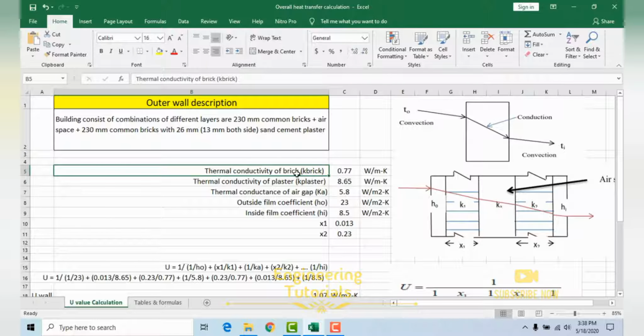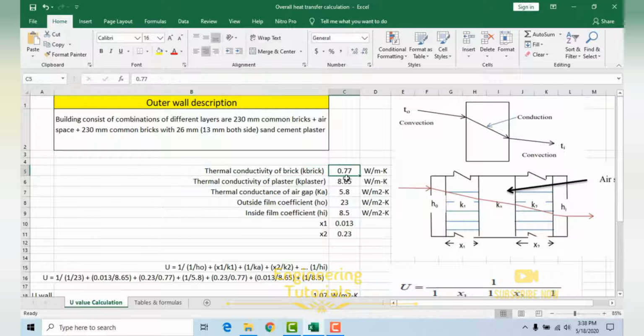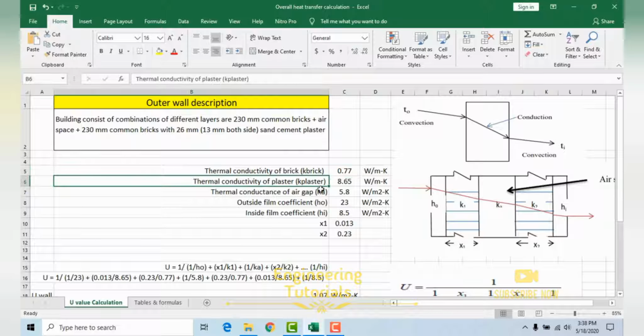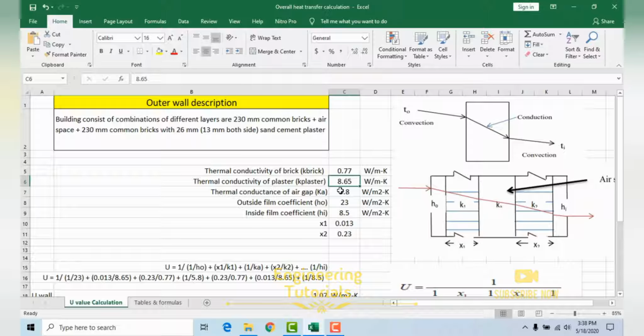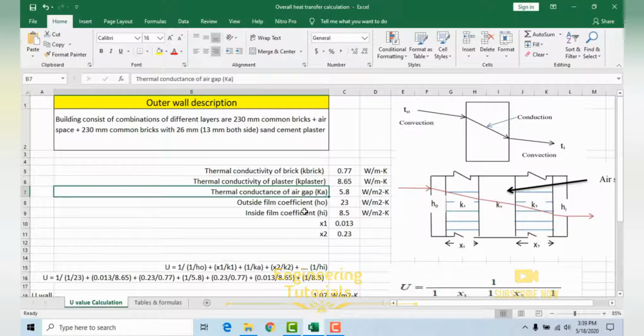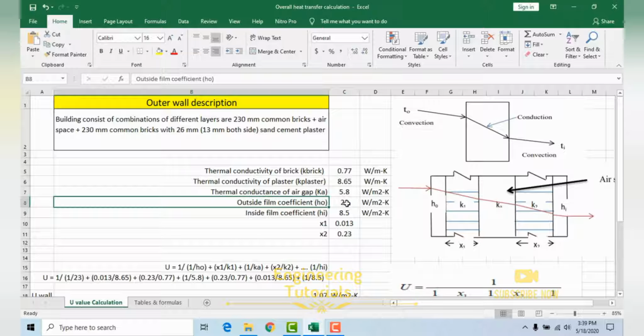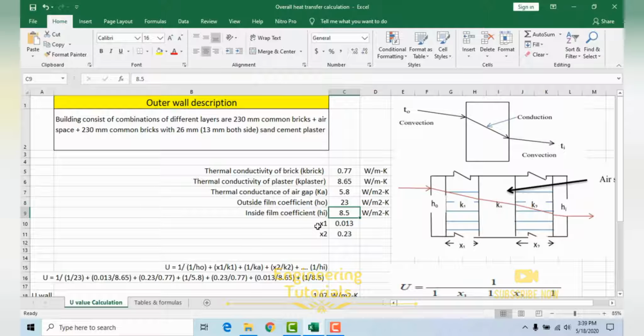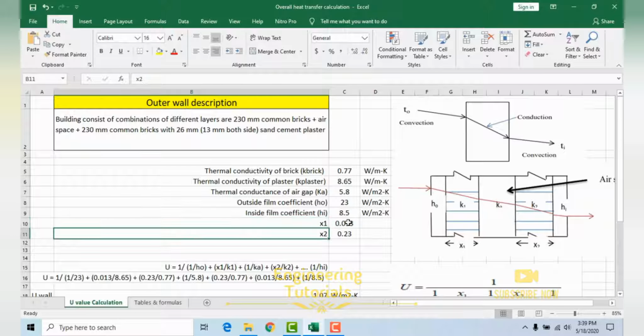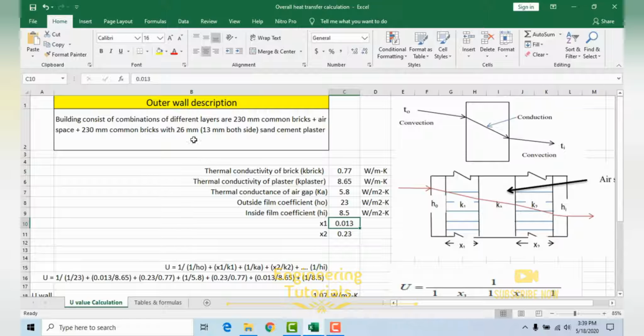Then thermal conductivity of the brick is given as K brick 0.77, thermal conductivity of plaster is given as 8.65, and thermal conductance of the air gap is given as 5.8. Outside film coefficient is given as 23, inside film coefficient is given as 8.5. And this x1 and x2 values, x1 is basically 13 mm over here. As you can see, 13 mm is the sand cement plaster on both sides of the brick.